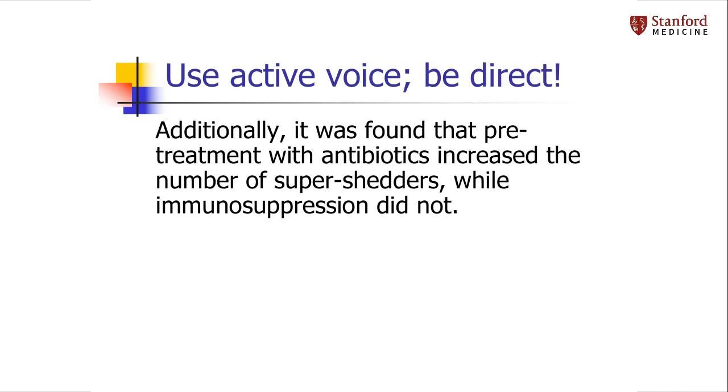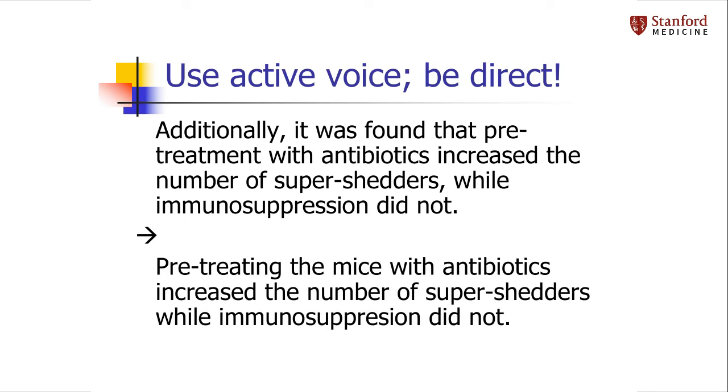Another example. Additionally, it was found that pre-treatment with antibiotics increased the number of supershedders while immunosuppression did not. You could turn this into the active voice by saying, we found that pre-treatment with antibiotics, and so on. However, you can be even more direct here. You can drop the "it was found" or the "we found" altogether and just state directly, pre-treating the mice with antibiotics increased the number of supershedders while immunosuppression did not. When you turn things into the active voice, you realize that you can be more direct.